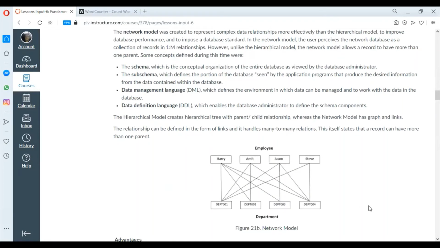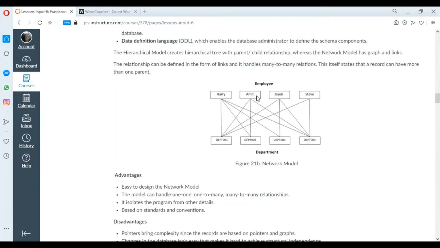The hierarchical model creates a hierarchical tree with parent-child relationships, whereas the network model has graphs and links. The relationship can be defined in the form of links and it handles many-to-many relations. This itself states that a record can have more than one parent. So for example, we can see here under figure 21b.